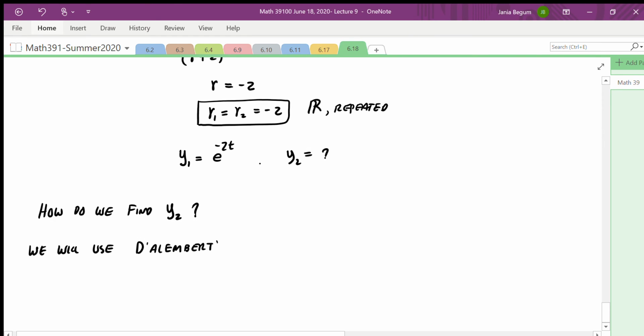I think that's how you spell his name. I could be misspelling his name. The D'Alembert method, which is also called reduction of order.